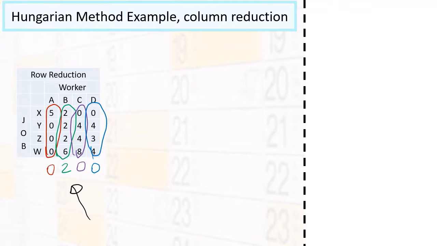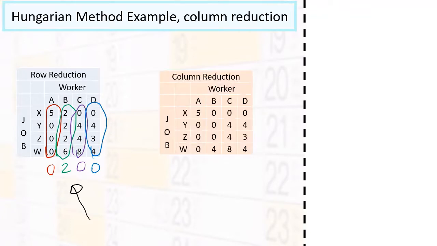Now we do the same thing. We take each element and we subtract from it the column minimum. So 5 minus 0. This column will remain the same because we're subtracting 0 from all the elements. In this case, we're subtracting 2. So 2 minus 2 is going to give us 0. 2 minus 2 again is 0. And 6 minus 2 is 4. So we get these numbers.